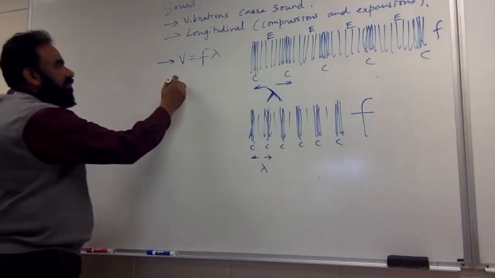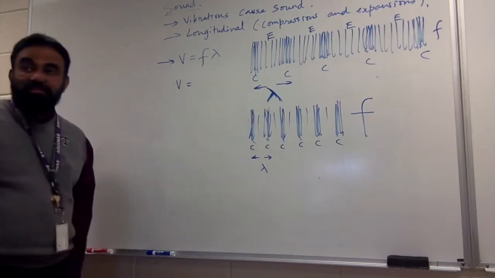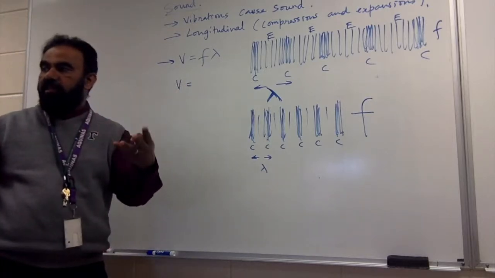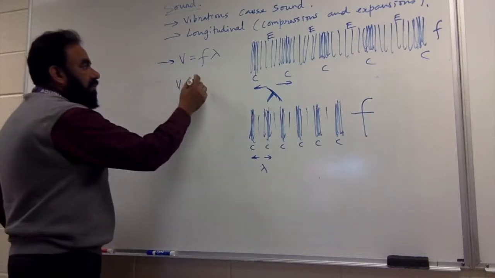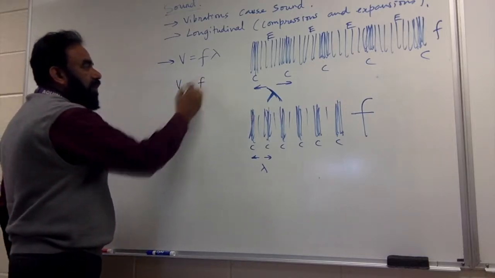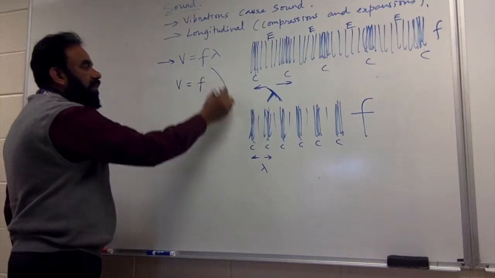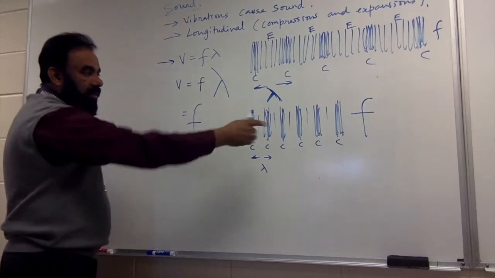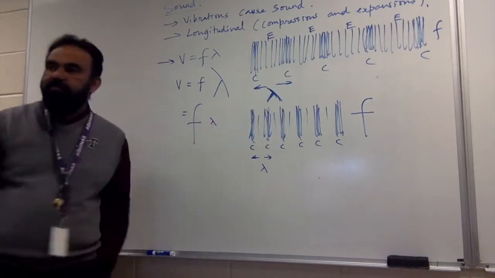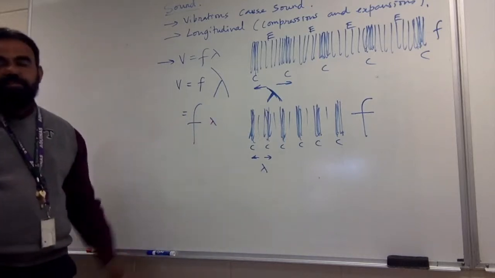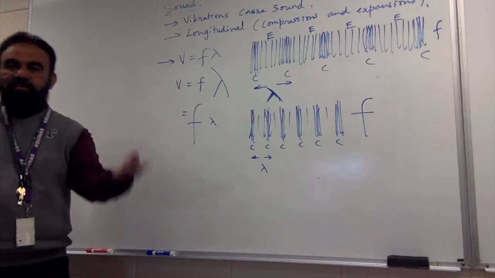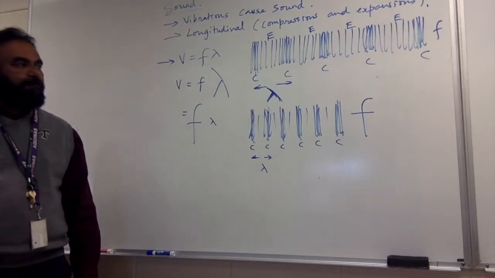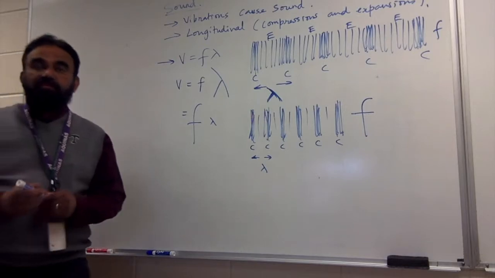That means if the velocity of sound is a constant, like in this room, the velocity of sound is going to be constant. If it's a small frequency, then the wavelength is big. If it is a big frequency, then the wavelength is small. It is inversely proportional. Do you understand that? Frequency and wavelength are inversely proportional.